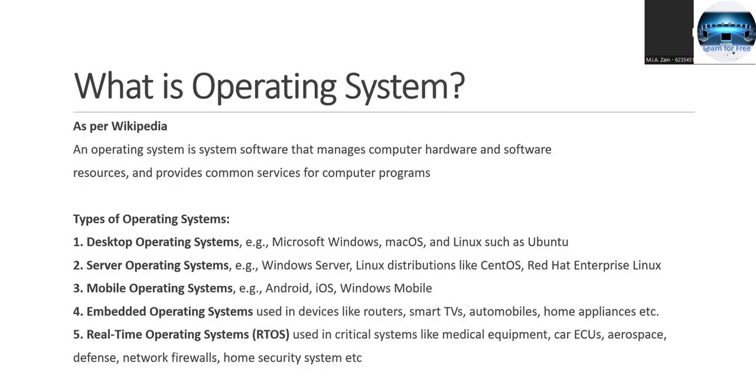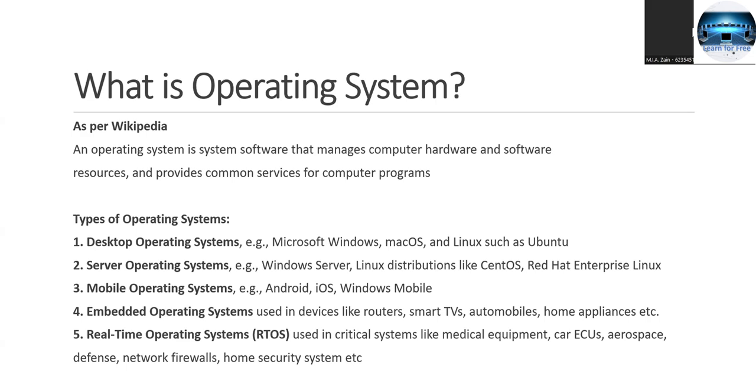So first of all, you need to know what an operating system is. An operating system is software that acts as a middleman or bridge between computer hardware and the computer user. It provides a user interface and controls the computer hardware so that the software can function. Here you can see the Wikipedia definition. It is a system software that manages computer hardware and software resources, and it provides common services for computer programs.